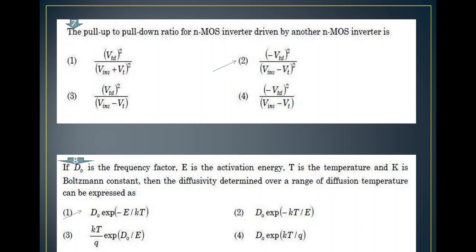That is question number 8. If D0 is the frequency factor, E is the activation energy, T is the temperature, and K is the Boltzmann constant, then the diffusivity determined over a range of diffusion temperature can be expressed as, and your options are: first, D0 into exponential E upon KT. Second option, D0 exponential minus KT upon E. Third option, KT upon Q into exponential D0 upon E. And fourth option, D0 into exponential KT upon Q. And the correct option is first, that is D0 into exponential minus E upon KT.